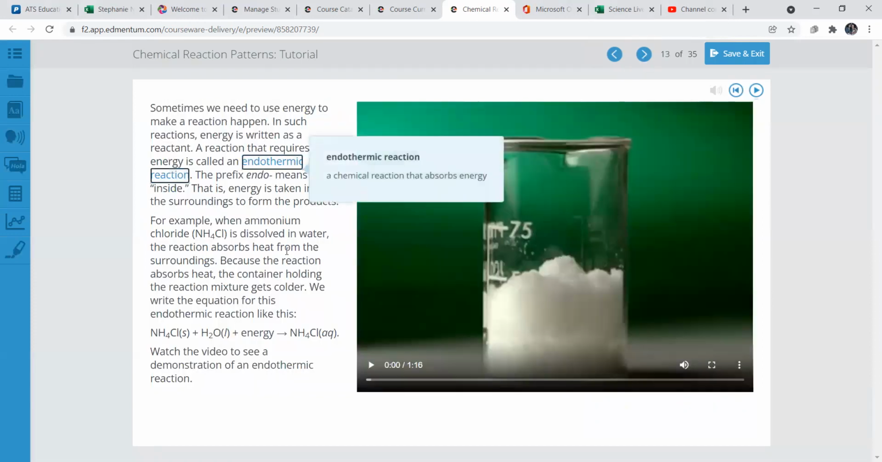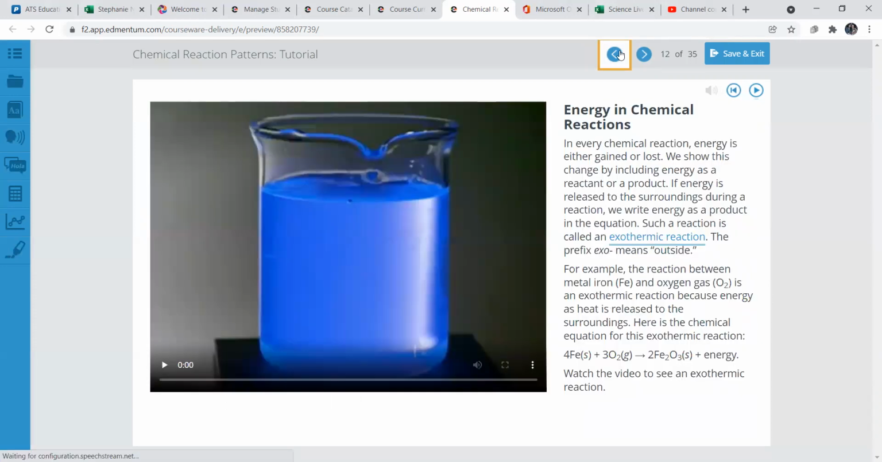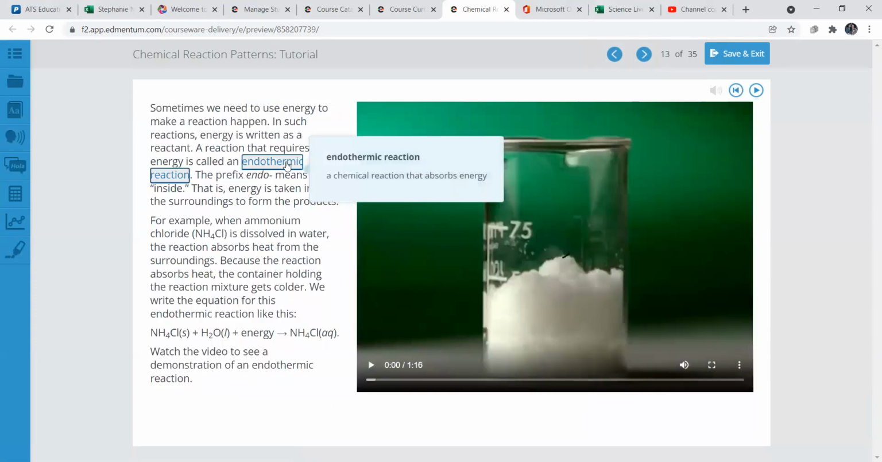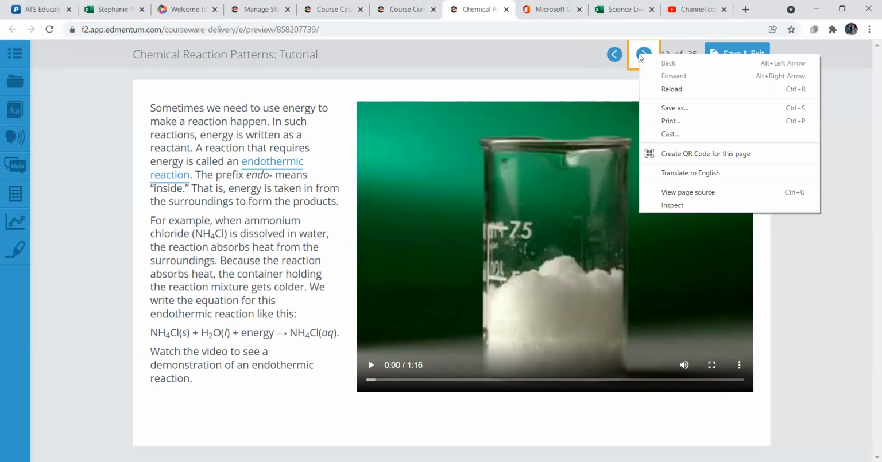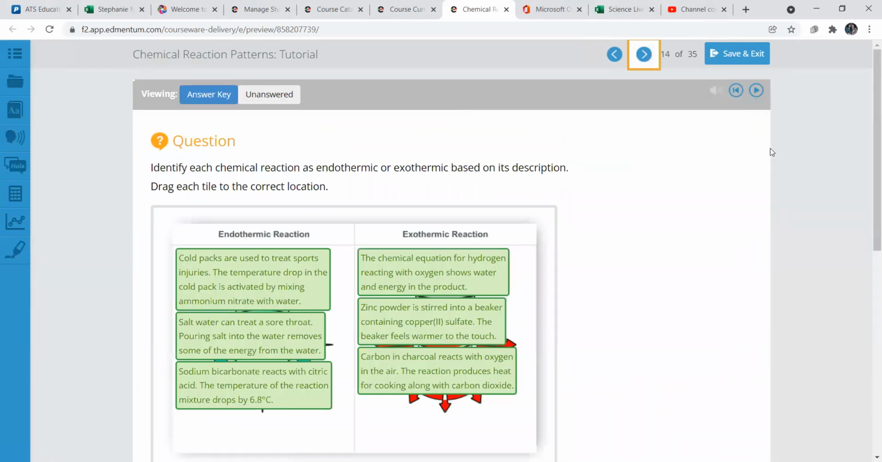So exothermic reaction, endothermic reaction. Now we did exothermic on the previous slide. This is endothermic, which means a chemical reaction absorbs energy. So something is happening to the energy. It's not being created or destroyed. It's just gaining or losing, or something is going on with the energy. Okay, now let's see what's next.